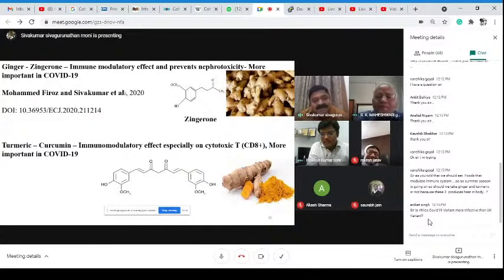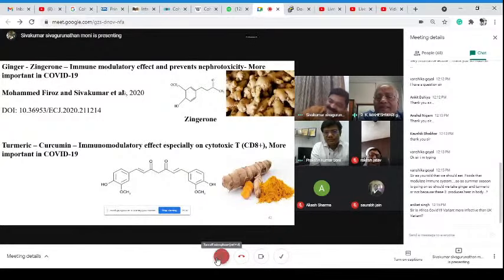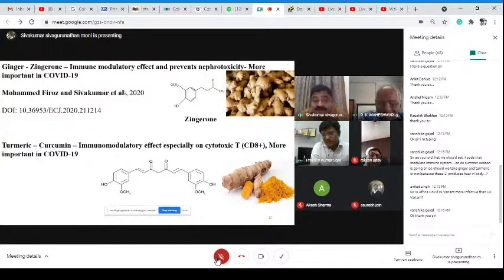Dr. Sivakumar, I was asking you, you said that curry leaves are helpful, but how many leaves should we eat, or how much turmeric should we take? It is not standardized, but as much as possible. I think you should not take too much turmeric, only some. For curry leaves, I think there is no problem in taking more also. It is more promising and has more efficacy also.